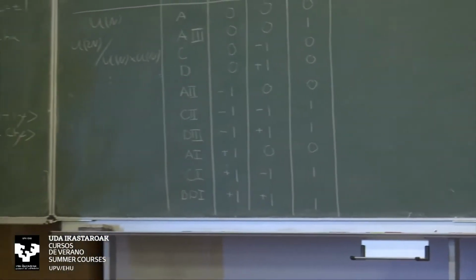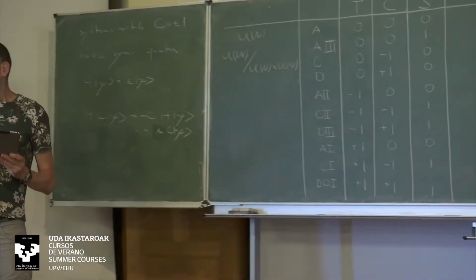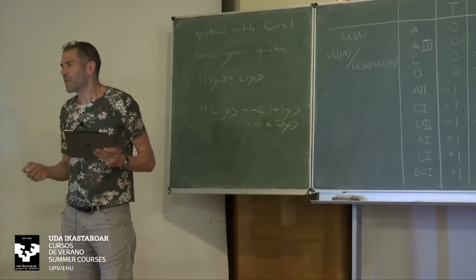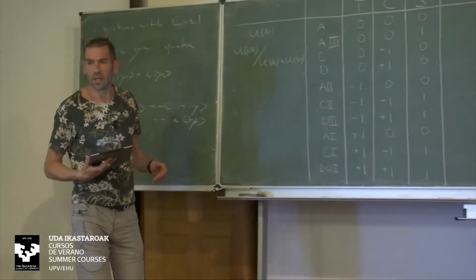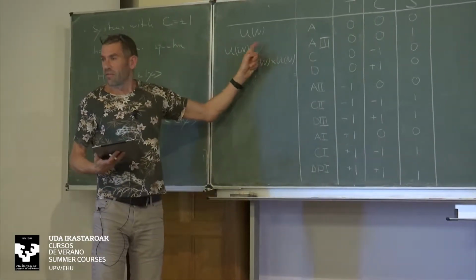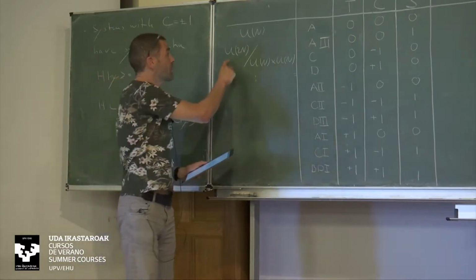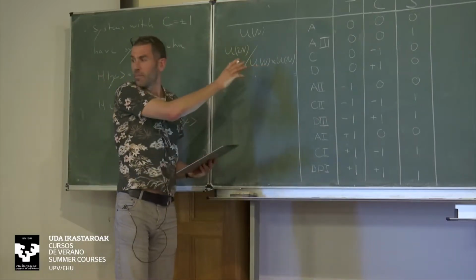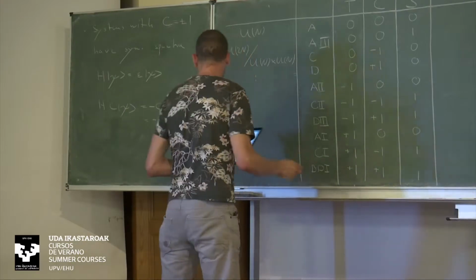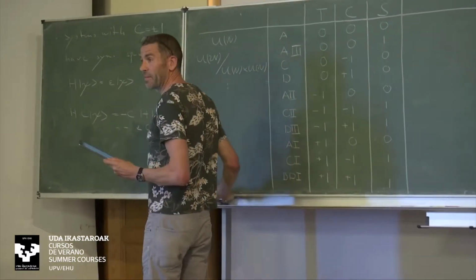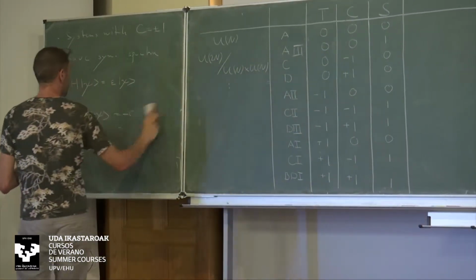Now, what does it have to do with topology? Let me illustrate this on one example. Let's really consider A3. A3 was the SSH chain discussed this morning, which lives in U(2N) over U(N) times U(N). So let's try to understand this and then figure out why topology comes in.